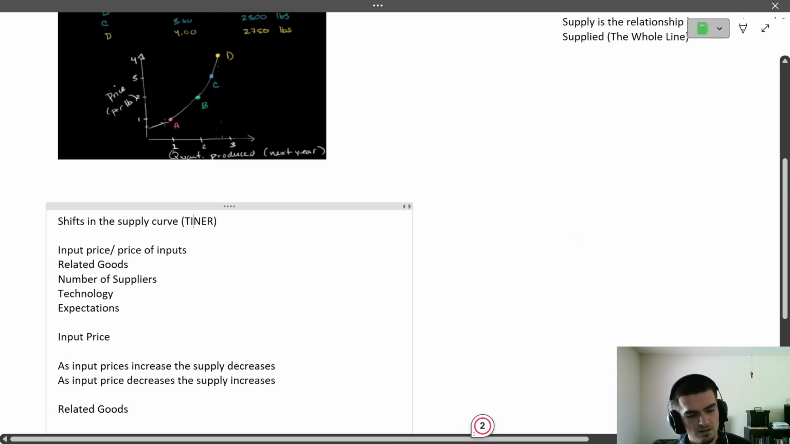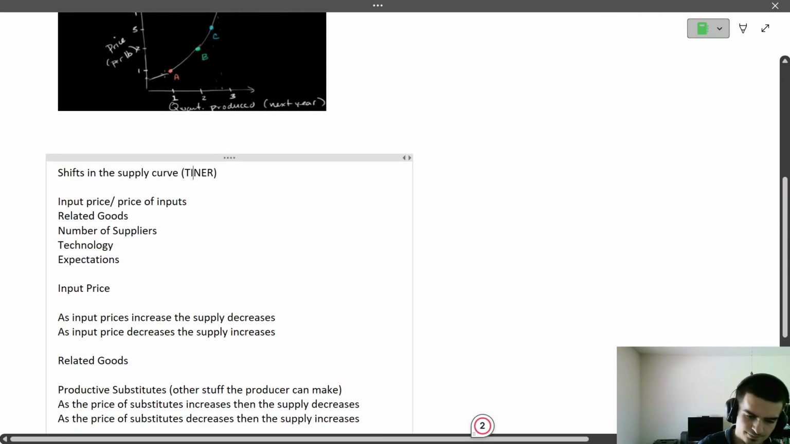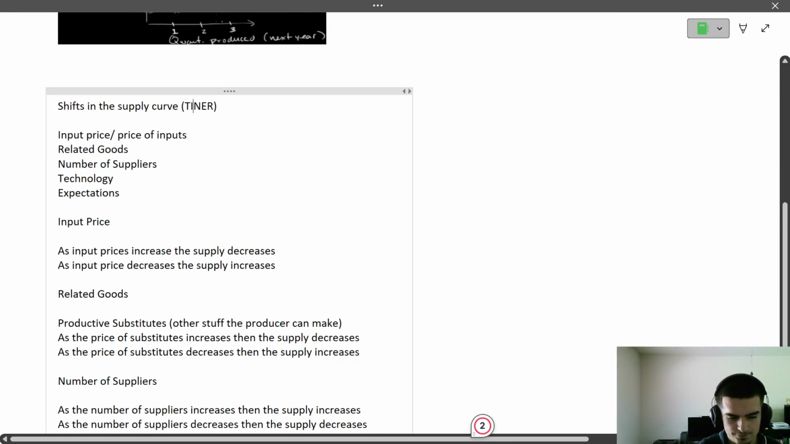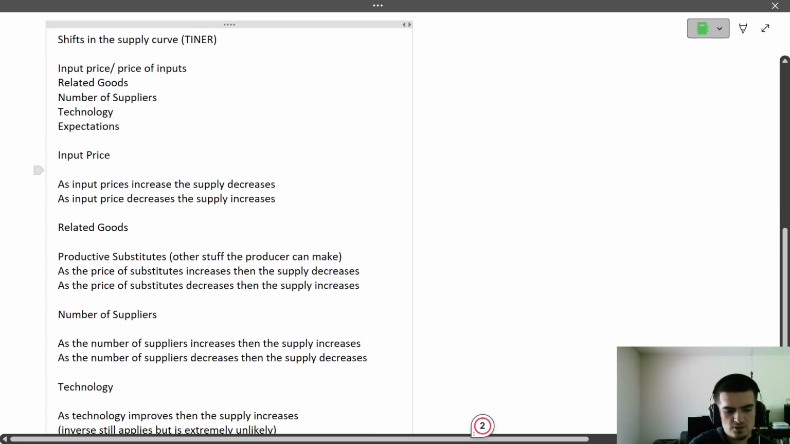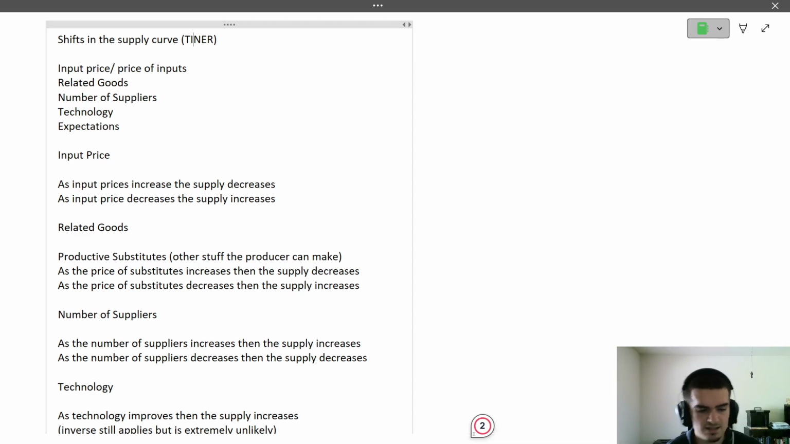Okay. Shifts in the supply curve. The first one I'll talk about is input price. For people to supply things, they usually have to have inputs. So as the price increases for an input, then supply decreases.